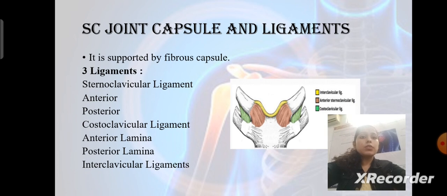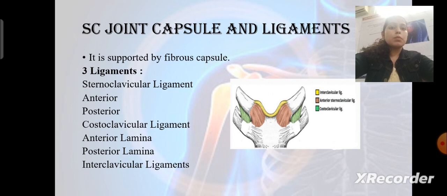Now, the SC joint capsule and ligaments. The sternoclavicular joint is supported by the fibrous capsule, and the ligaments involved are the sternoclavicular ligament, the costoclavicular ligament, which has two laminae, anterior and posterior, and the third ligament, the interclavicular ligament. The diagram shows the ligaments. The yellow portion shows the interclavicular ligament, the brown portion shows the anterior sternoclavicular ligament and the green portion shows the costoclavicular ligament.